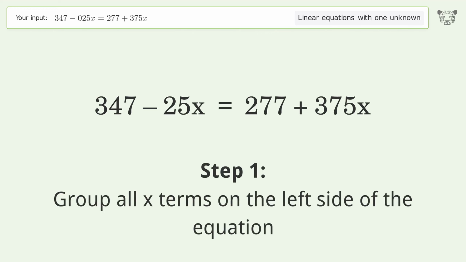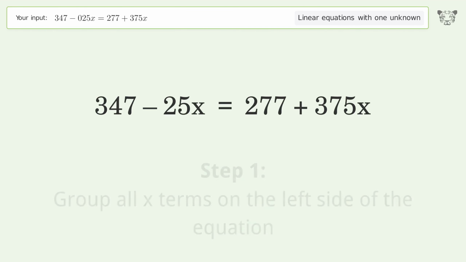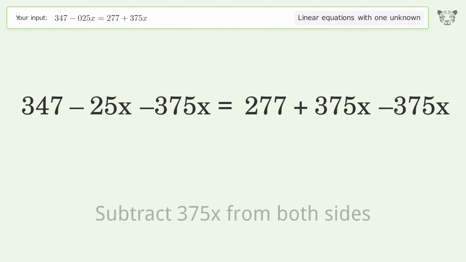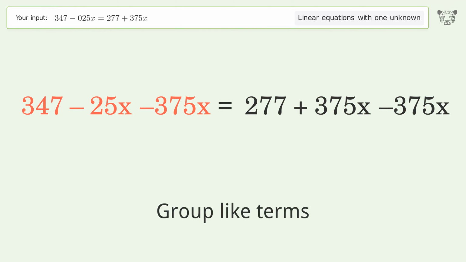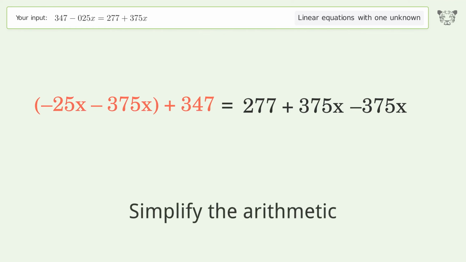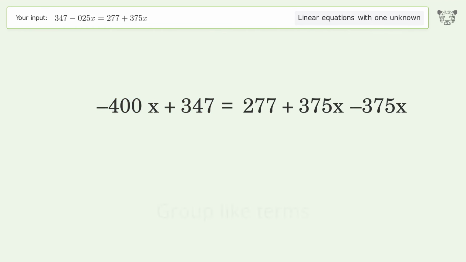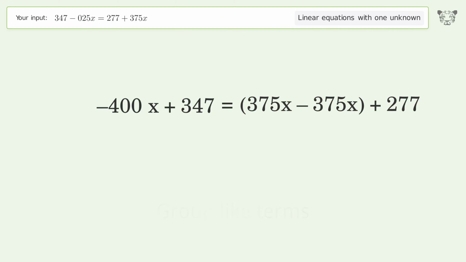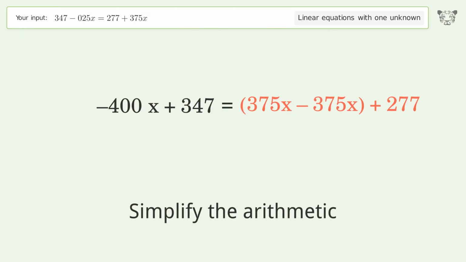Group all x terms on the left side of the equation. Subtract 375x from both sides. Group like terms. Simplify the arithmetic. Group like terms. Simplify the arithmetic.